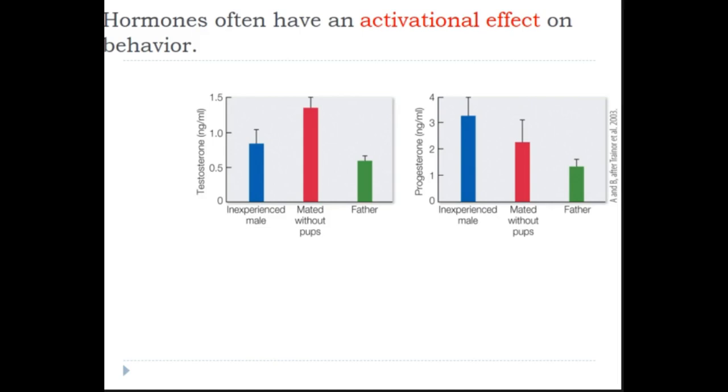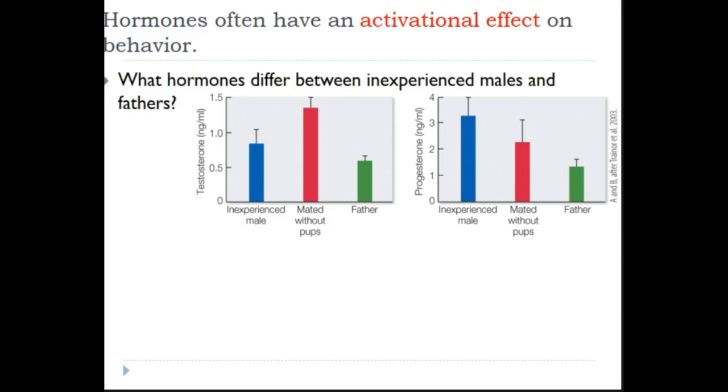So here's a figure, a graph, where we're actually trying to assess what hormones do differ between inexperienced males and fathers. So inexperienced males would be males that have not mated before, or it could be males that have just mated but don't have pups yet, versus individuals that are actually fathers, and therefore they've passed this 3-week mark where there are pups on the ground that are theirs.